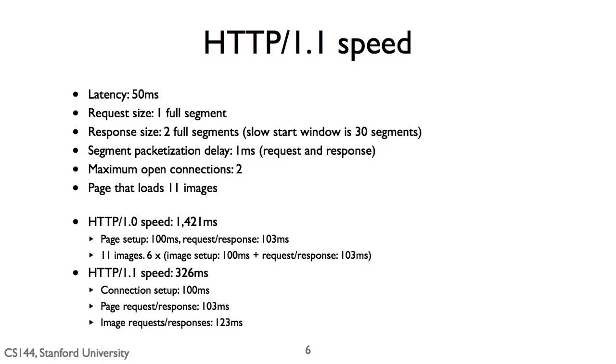Now, for HTTP 1.1, this will take only 326 milliseconds. We set up the connection, that takes 100 milliseconds. Requesting the page takes another 103 milliseconds. Requesting the 11 images, though, takes only 123 milliseconds. That's 51 milliseconds for the first request and 72 milliseconds for the 11 responses: 50 milliseconds of latency plus 22 milliseconds of packetization delay. So HTTP 1.1 is over 4 times faster because we can send these requests back to back in a single connection and don't have to open new connections.